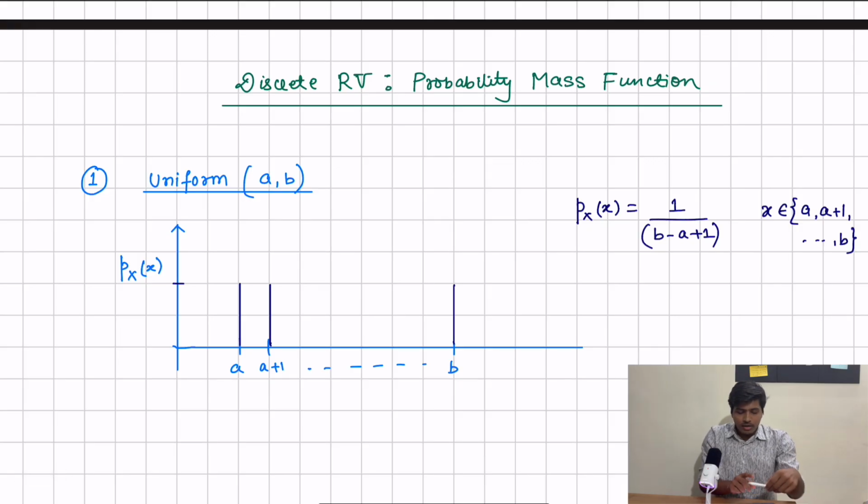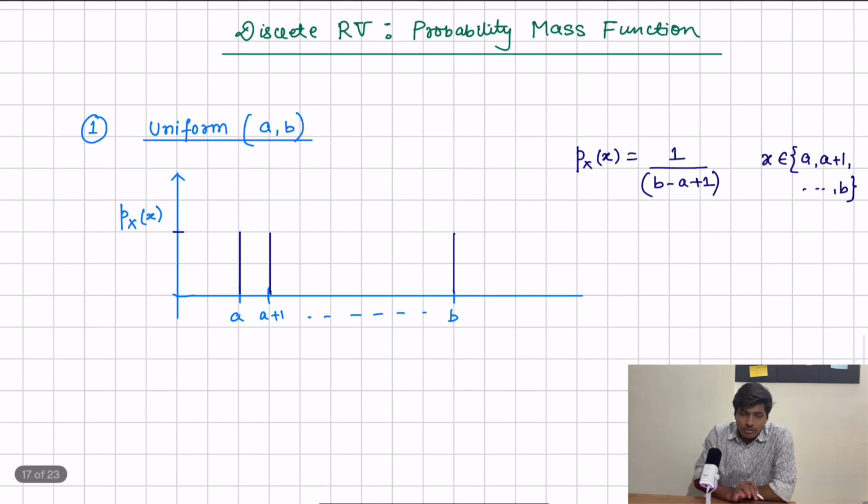In discrete random variables, you know that the probability distribution function is the probability mass function because it is discrete. Let's start with the uniform distribution. Uniform distribution from a to b, we are assuming that it is discrete, like it is an integer a plus 1, a plus 2, and so on to b. Okay, and this is the PMF.